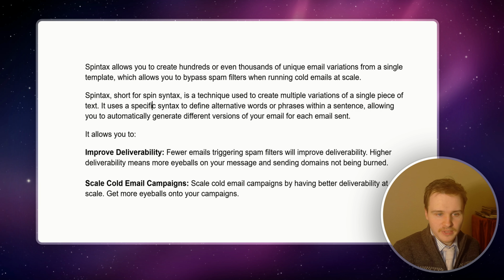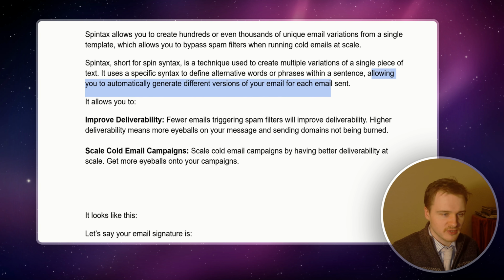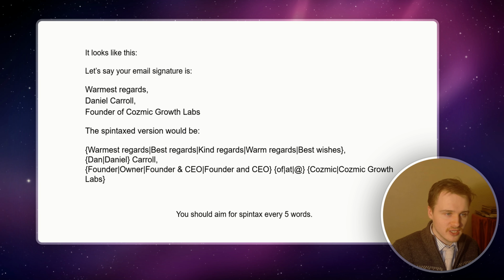But yeah, you can use alternative words or phrases within a sentence, allowing you to ultimately generate different versions of the email for each email sent, and this is what's going to keep it fresh and bypass spam filters, stuff like that, and allows you to deliver cold emails at scale. So it looks kind of like this.